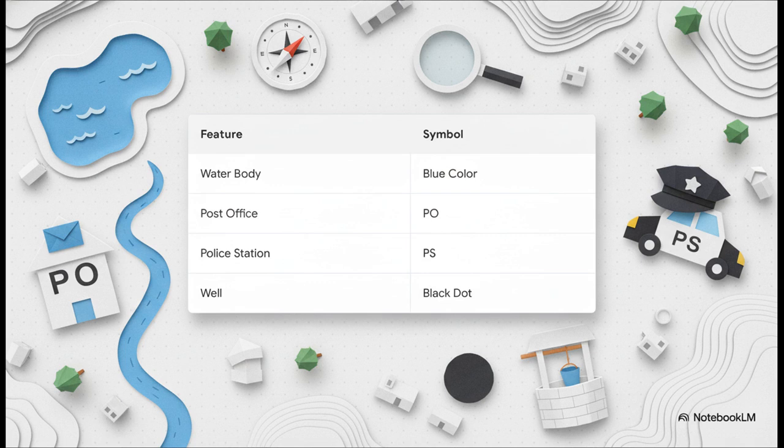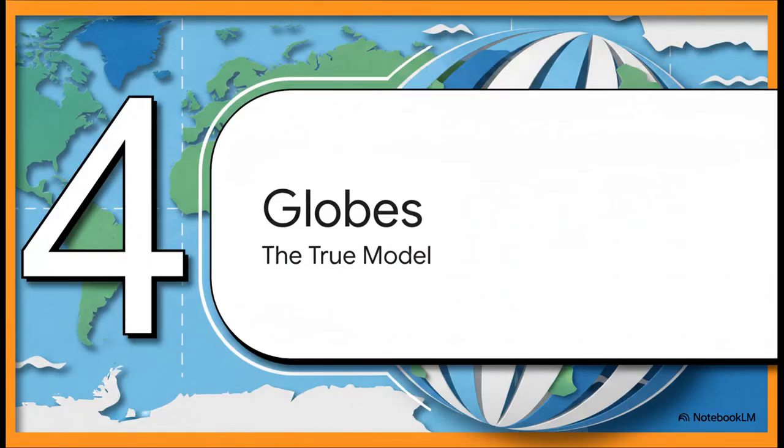Instead, organizations like the Survey of India use standardized symbols. A blue patch universally means water. PO means post office. A black dot is a well. Once you learn this simple visual alphabet, you can read the landscape of literally any map instantly. Now, as incredibly useful as flat maps are, let's look at their limitations in section 4, Globes, the true model.